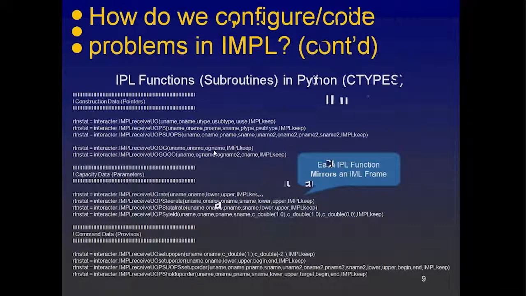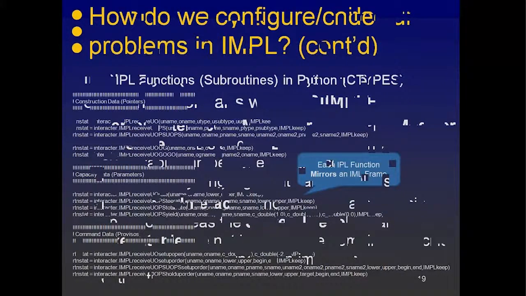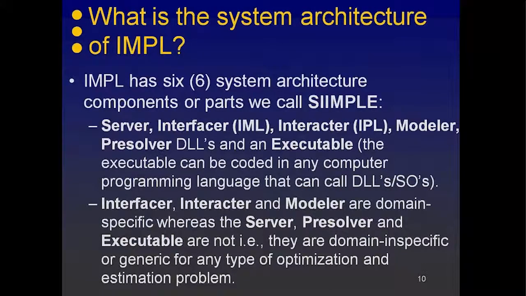We have what we call 6 system architecture parts or components. We're trying to keep the system architecture very, very light, simple, small footprint. So as mentioned, we have a server which essentially manages all of the data in terms of the variables, the constraints, the parameters, the coefficients, all that kind of stuff. We have the interfacer, which is really the IML, the interactor, again, which is the IPL.